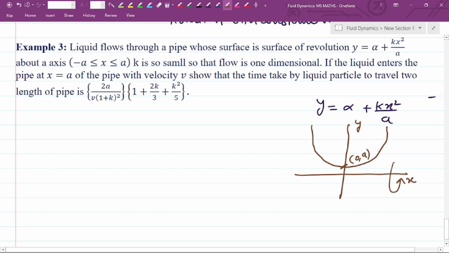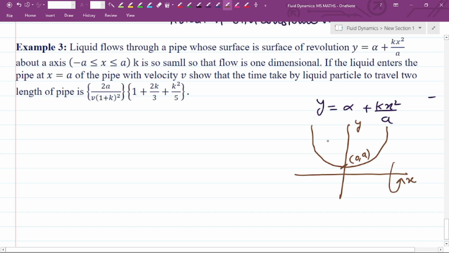If the liquid enters the pipe at x equals minus a with velocity v, then the time taken by a liquid particle to travel the length of the pipe is this, and we have to prove this. Now, the meaning is that this is a parabola.